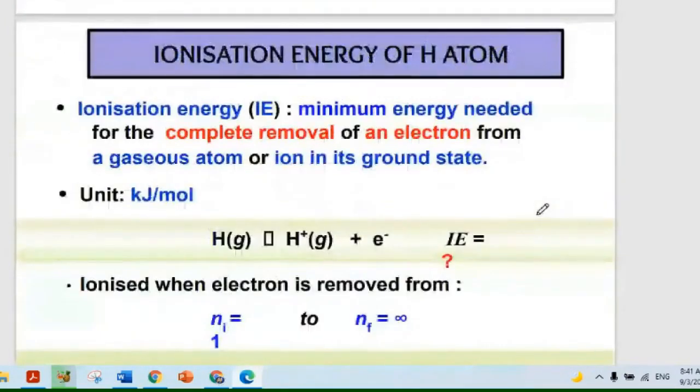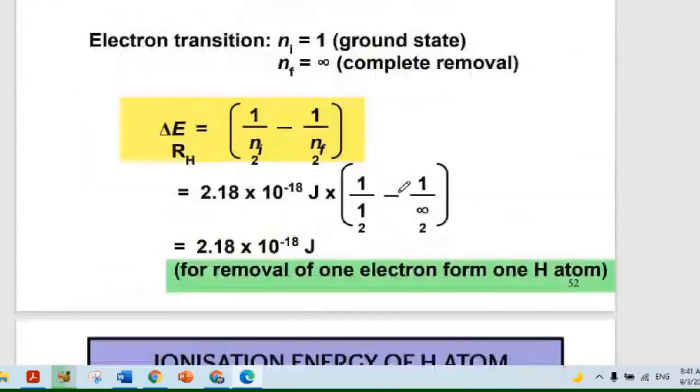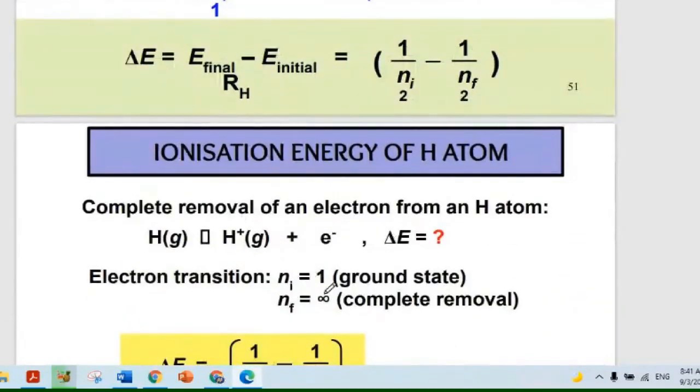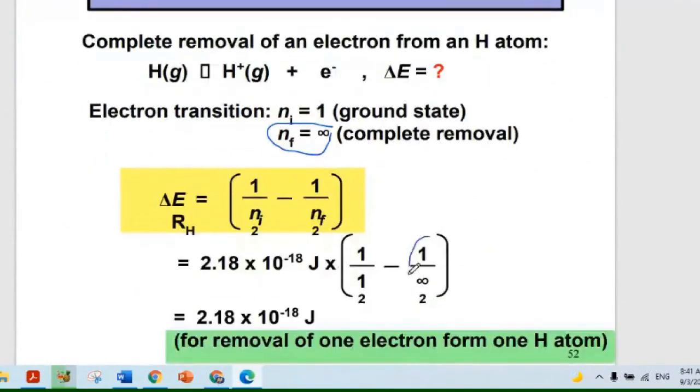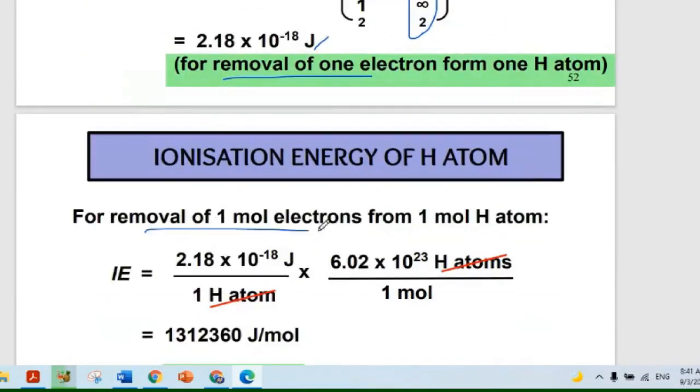After that is about IE. You must know the definition of IE. If IE, meaning that the electron is at n equal to infinity, so 1 over n square final is 1 over infinity. Some of the students ask me, 1 over infinity, how to press on the calculator? Actually, it's equal to 0. So the answer is still the same, 2.18 times 10 to the power of negative 18 joule for removal of 1 electron. If the question asks for removal of 1 mole of electrons, you have to multiply by the Avogadro number.